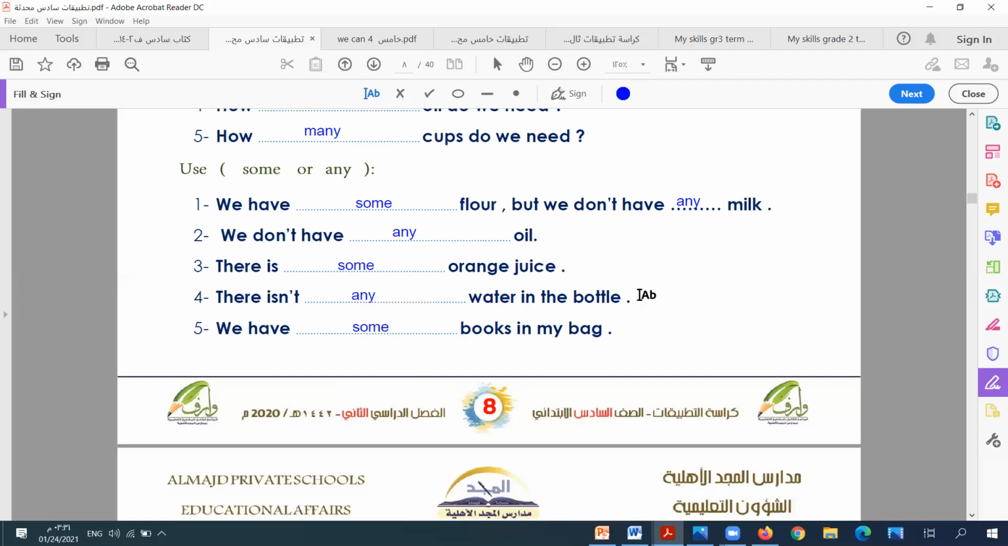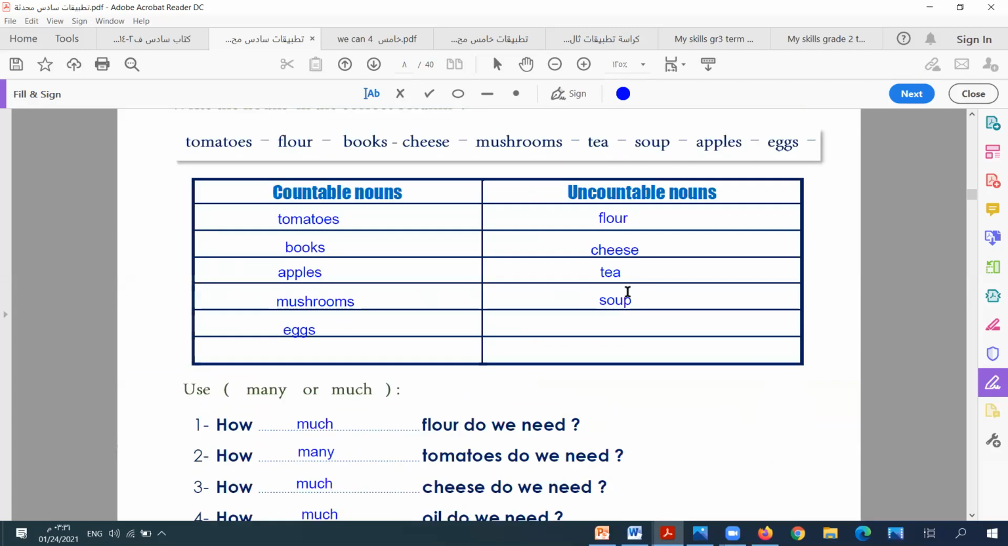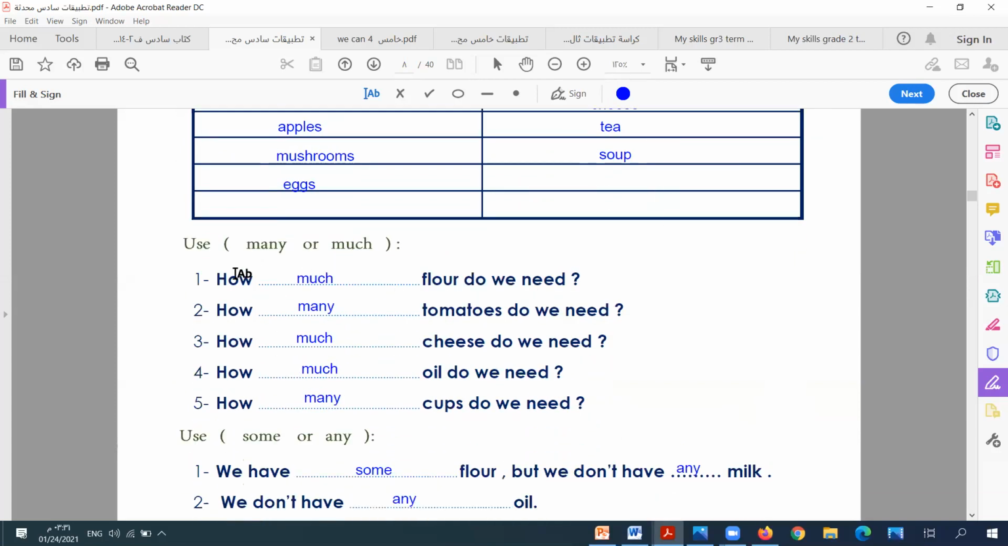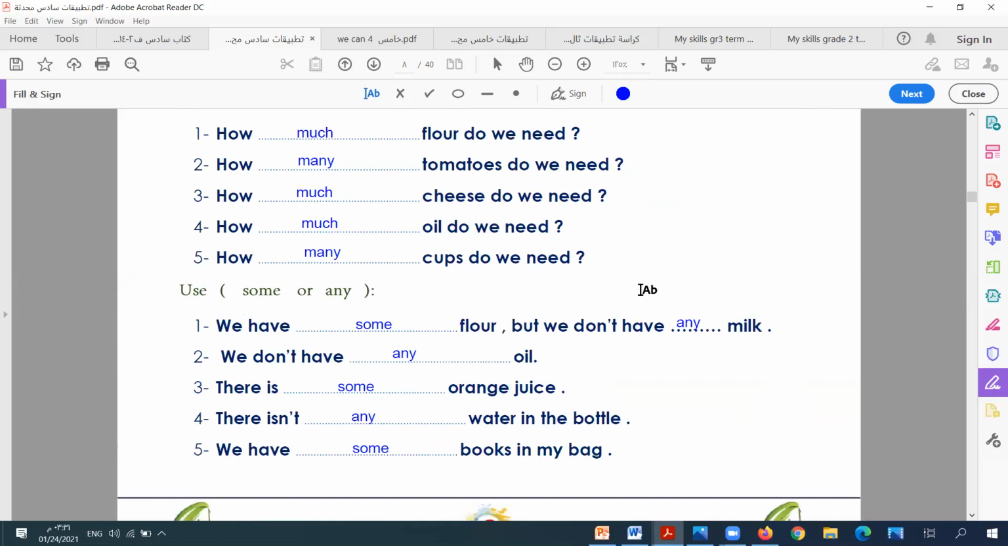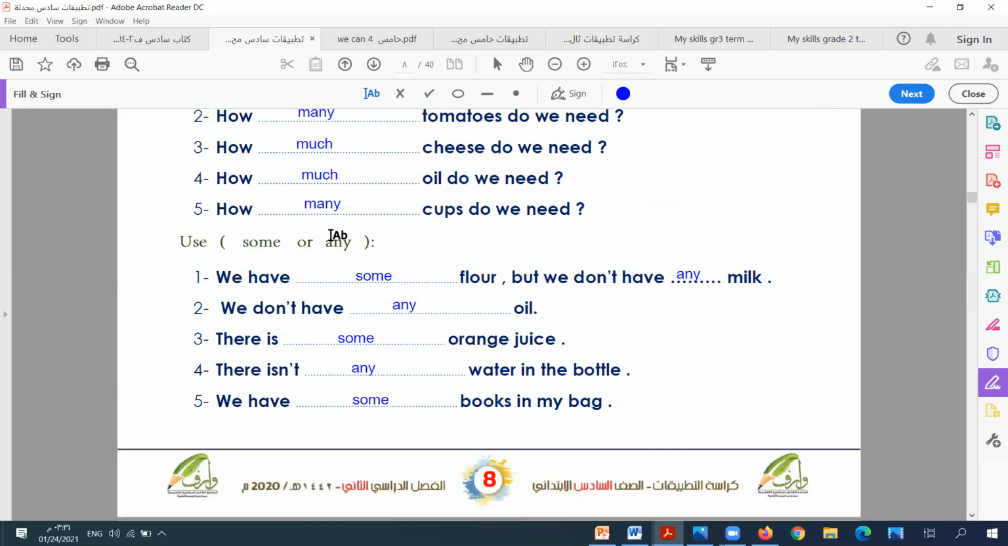It's easy now. So today you have three things. The difference between countable and uncountable, how to use how many and how much, and how to use some and any. This is for all today.